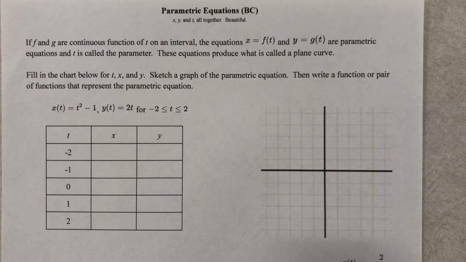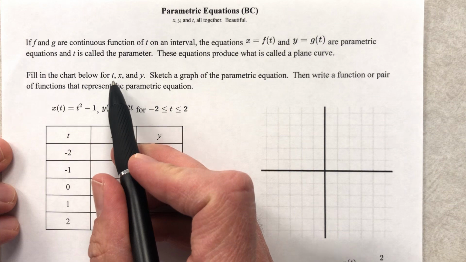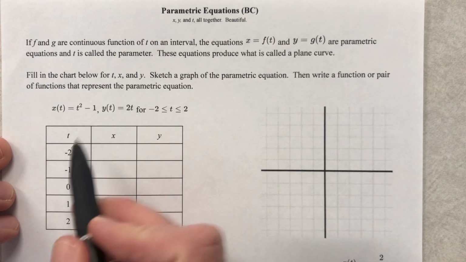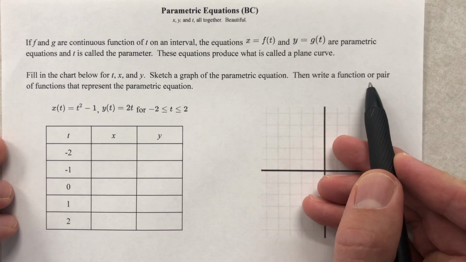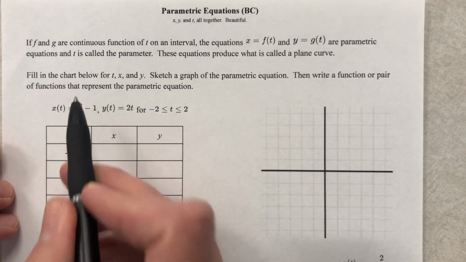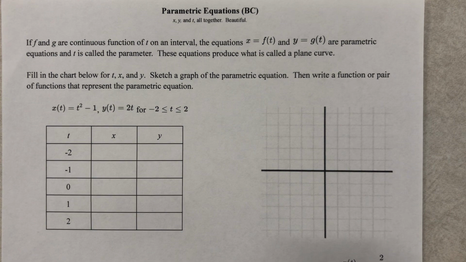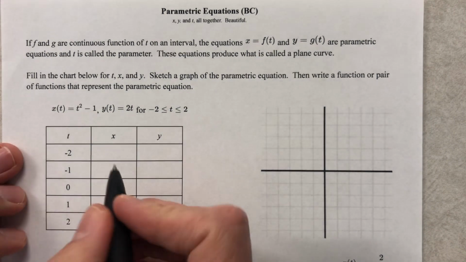Okay, so let's just start with something basic. We're going to fill in the chart below for t, x, and y, where we have t filled in already. We're going to sketch a graph of the parametric equation. Then we're going to write a function or pair of functions that represent the parametric equation. You'll see where this is going in a moment. It's really not that hard at first, so let's just stick with the color we have.